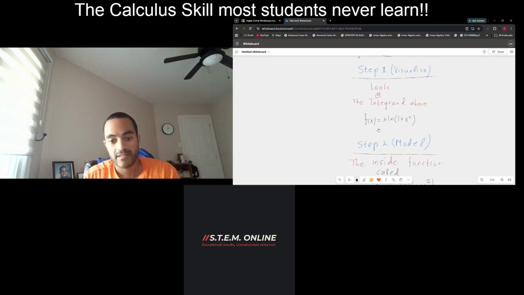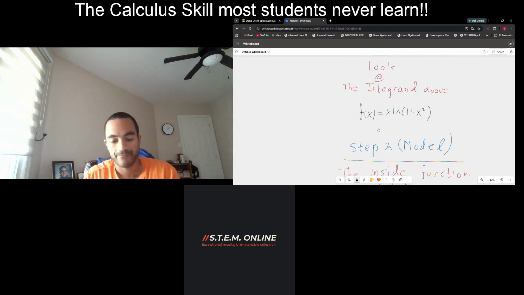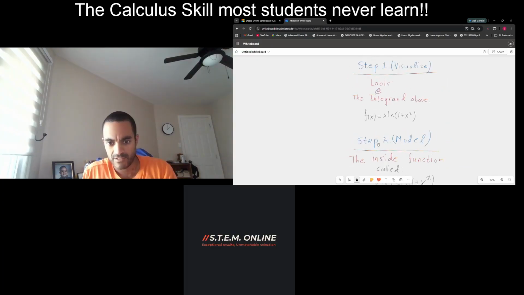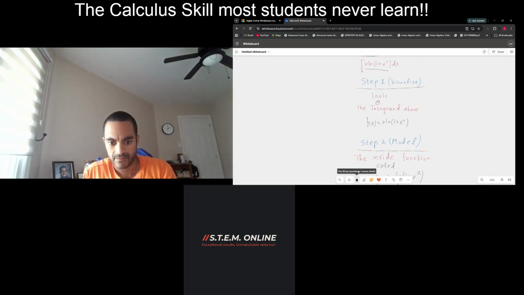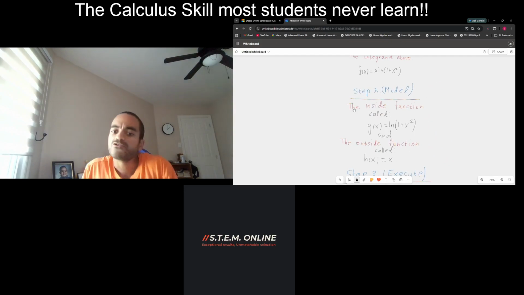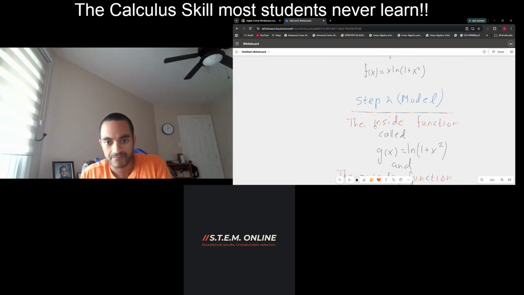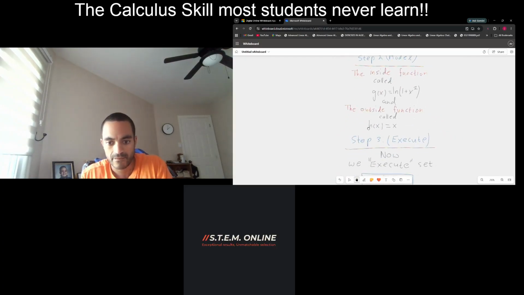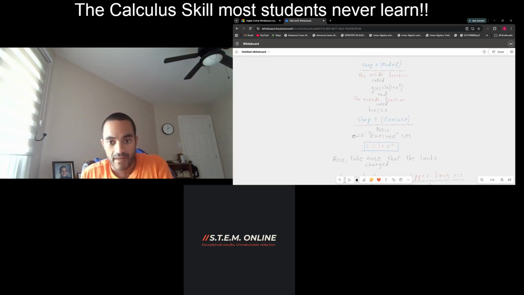I'm going to break this function apart, f of x. We'll call the inside function, or the function to the right to be more accurate, the ln of 1 plus x squared. We're going to define it as the inside function g of x equals ln of 1 plus x squared. And to the left, the outside function, is going to be h of x. Both of these make up our function x ln 1 plus x squared. Okay, now we've got that. So that was our model.